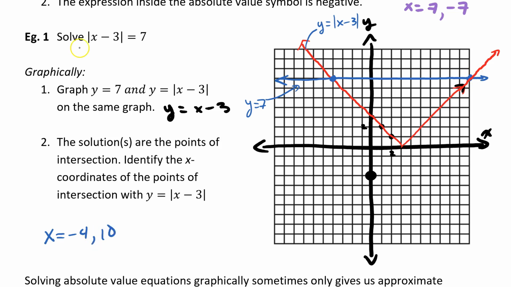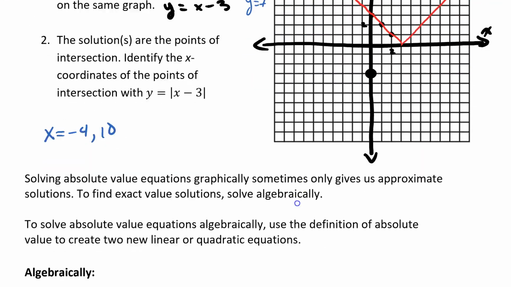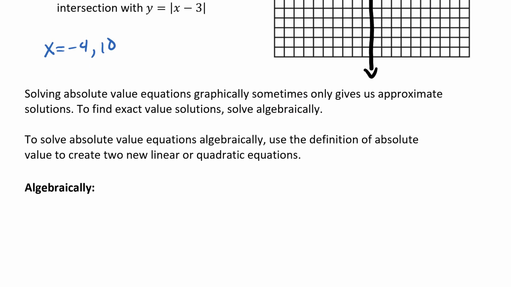So that means that in this equation right here, if I were to substitute in negative 4, I would get 7. So the absolute value of negative 4 minus 3 is negative 7, but the absolute value of that is 7. Great. And if I were to substitute in 10 for my x, 10 minus 3 is 7. The absolute value of 7 is 7. Great. So graphically it can be done, however it doesn't give us an exact solution sometimes. Solving it algebraically will help us get the most accurate solution. So solving absolute value equations graphically sometimes only gives us approximate solutions. To find exact solutions, solve algebraically.